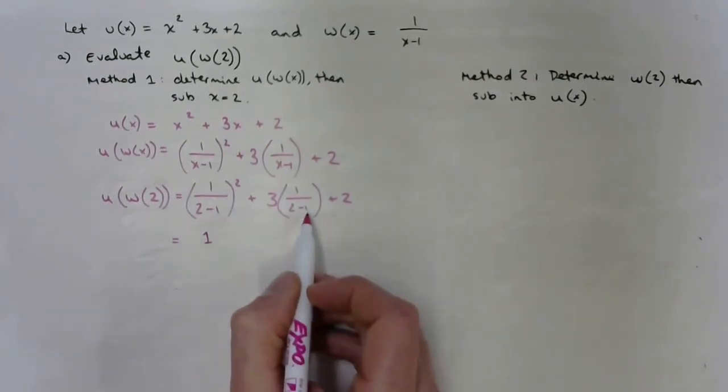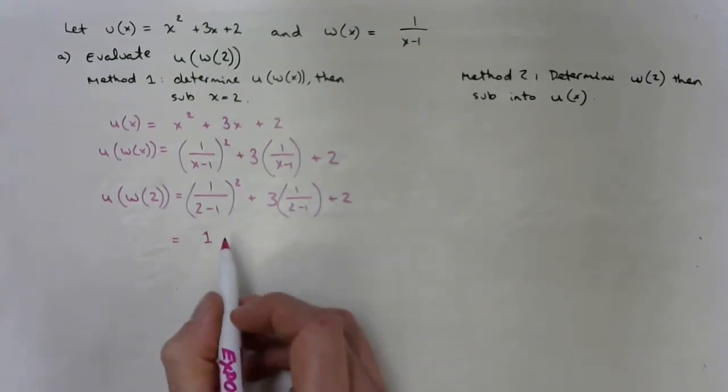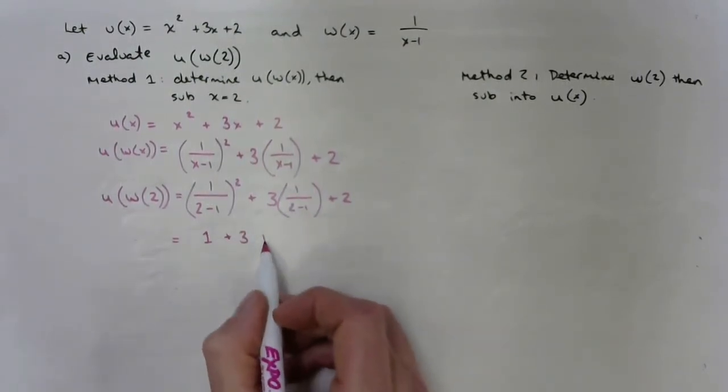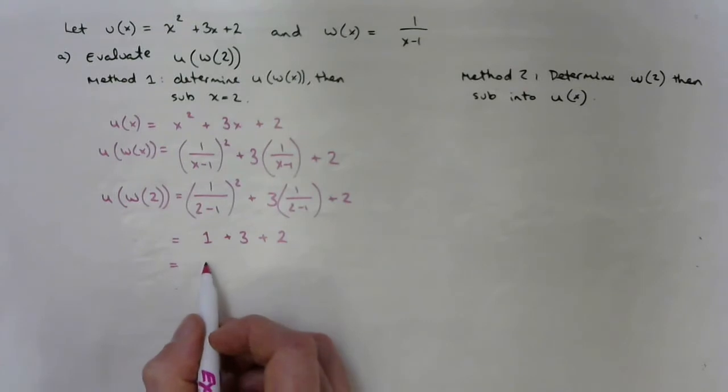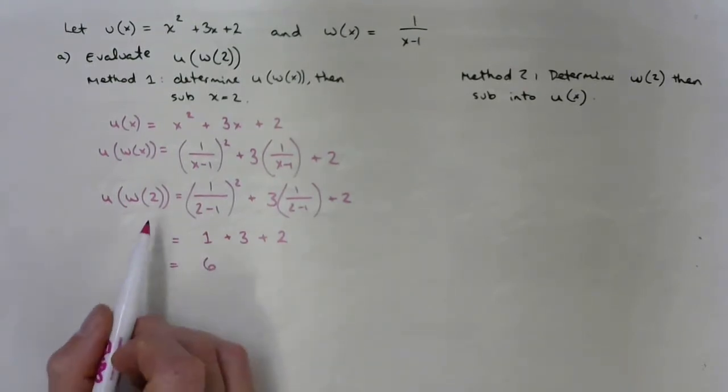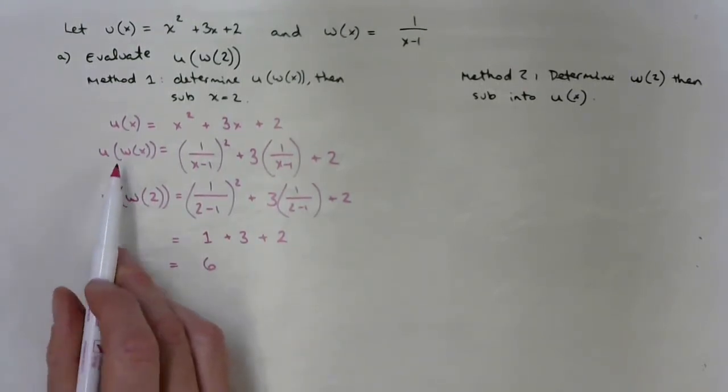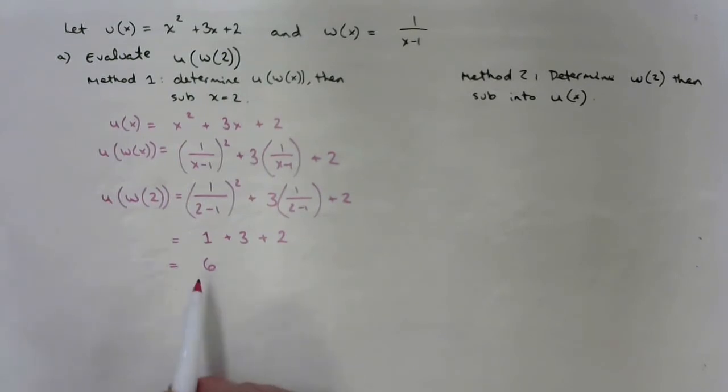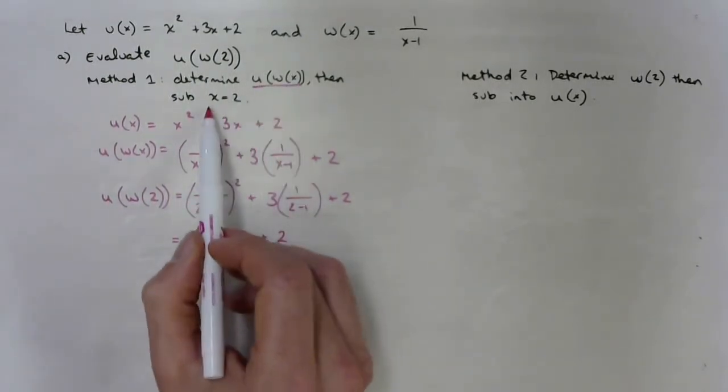Same thing here, 2 minus 1 is 1. 1 over 1 is 1. Times 3 is 3. And we add 2 at the end. We end up with 6. So the value of this composite function when x is 2 is 6. Okay, and that one we determined the composite function first and then we subbed in.